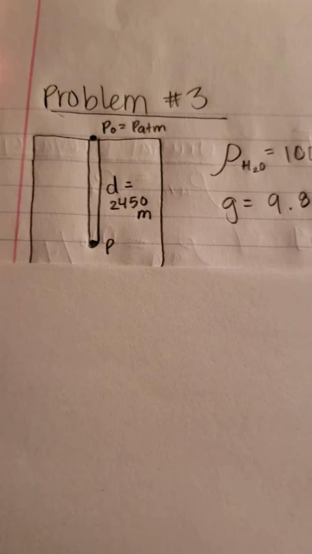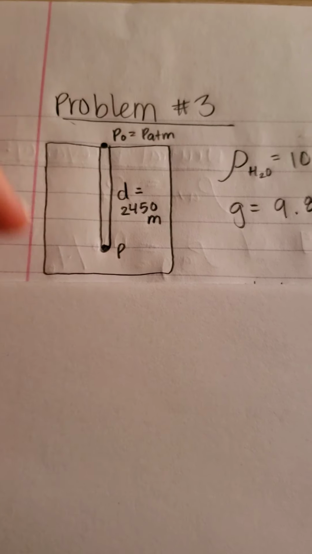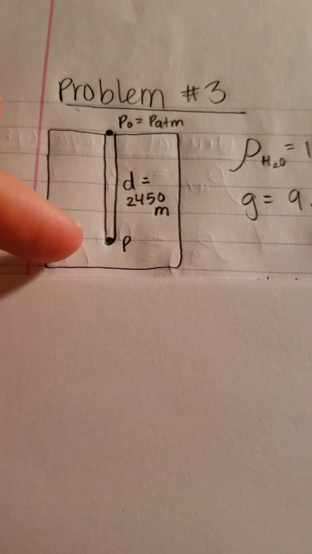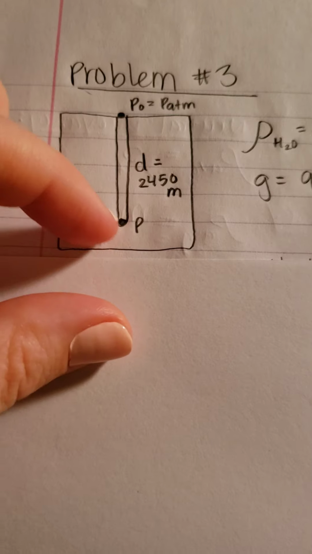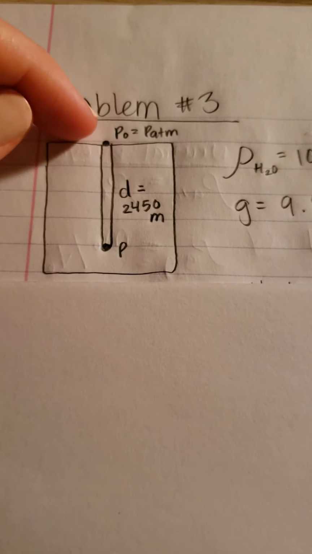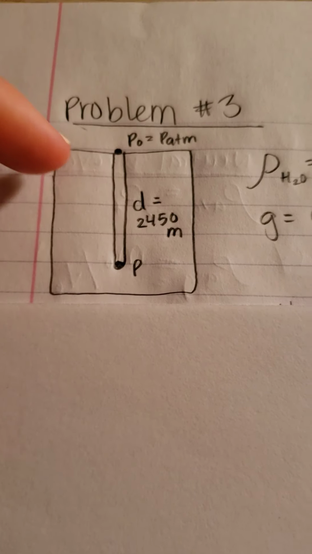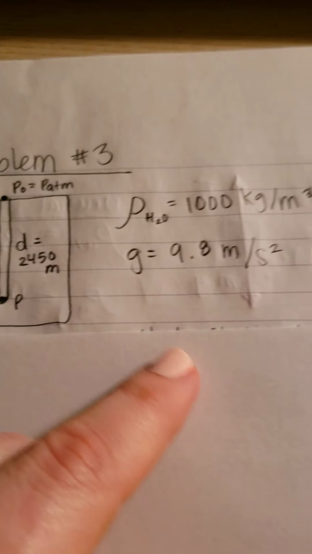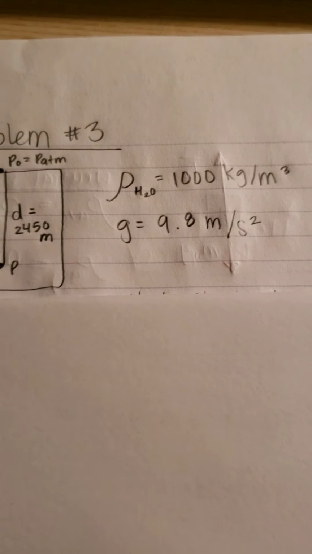Okay, so this one's pretty straightforward. I've drawn a figure here showing we have our Antarctic ice with the hole being drilled down at a depth of 2,450 meters. We have our pressure at the bottom here that we're going to calculate. And then we have our pressure at the surface, which is equal to atmospheric pressure. They've given us our density of water and the gravity.